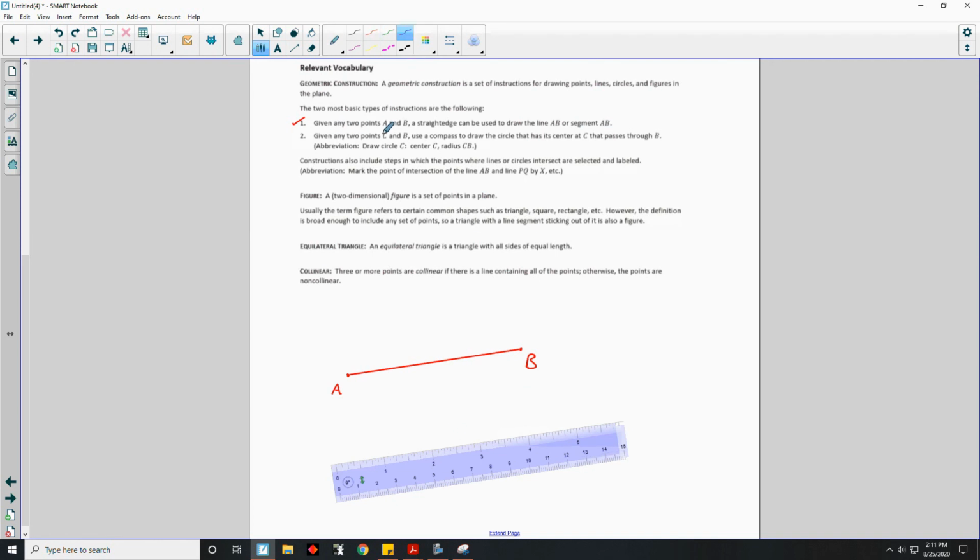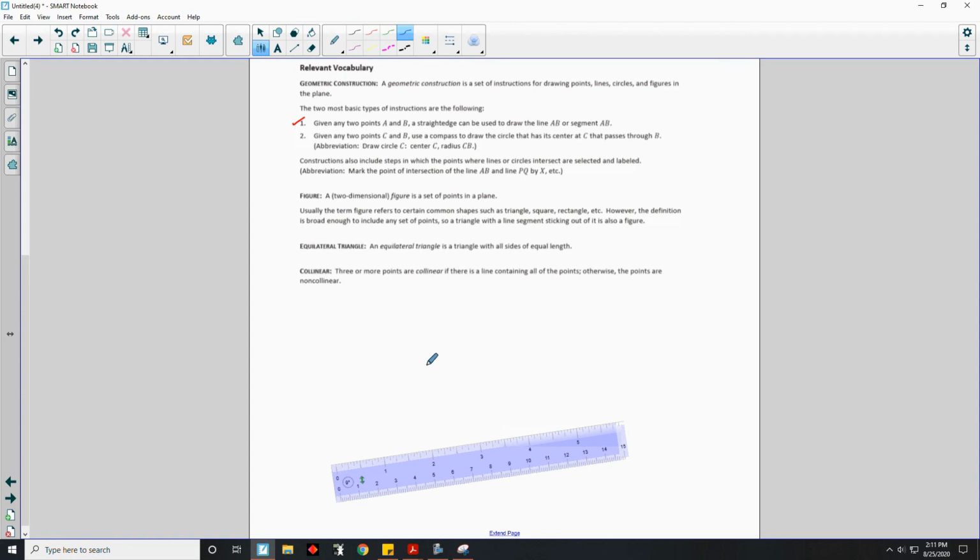Number 2 says, given any 2 points C and B, alright, so let me erase this, and let me call it C. Use a compass to draw a circle that has its center at C and passes through B. Alright, so let me make this smaller so it doesn't go off the page. So let's just start over, it's just easier.